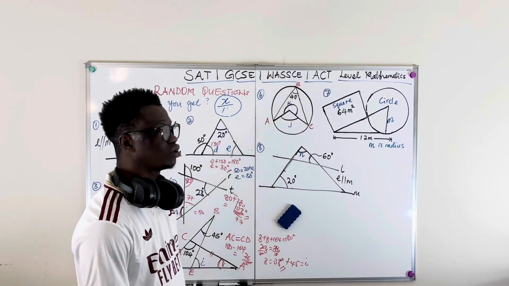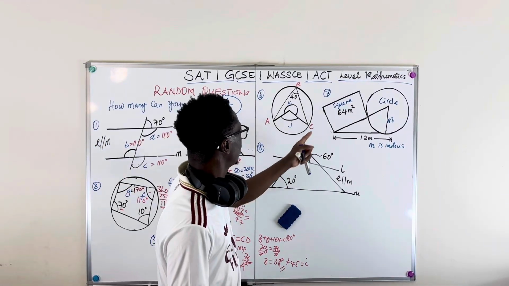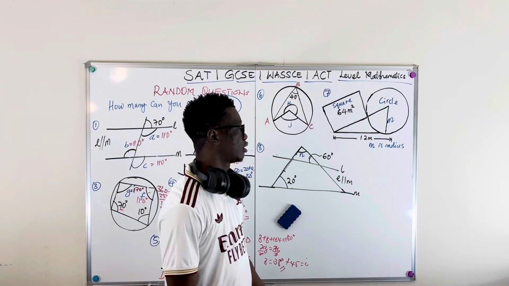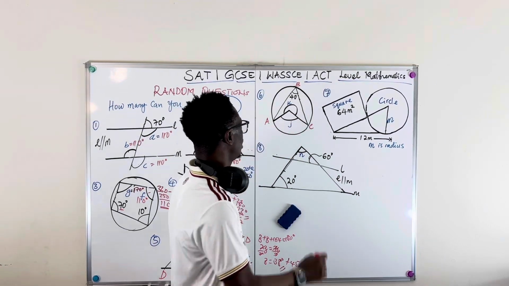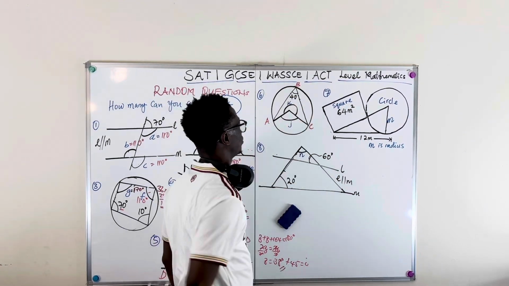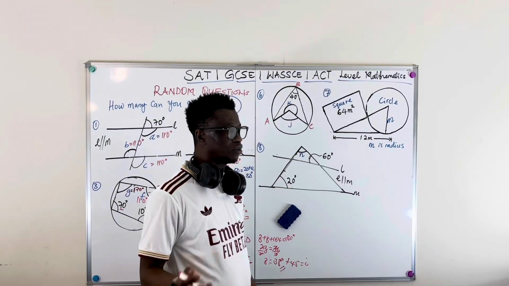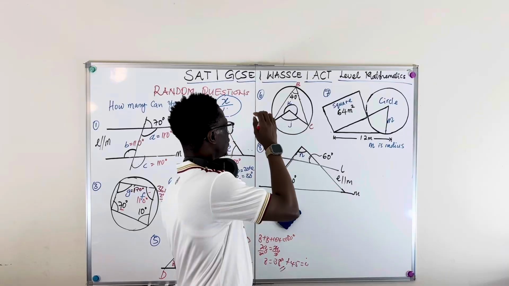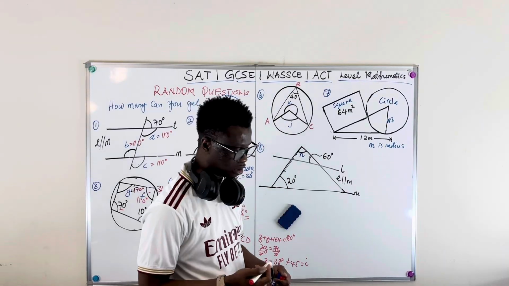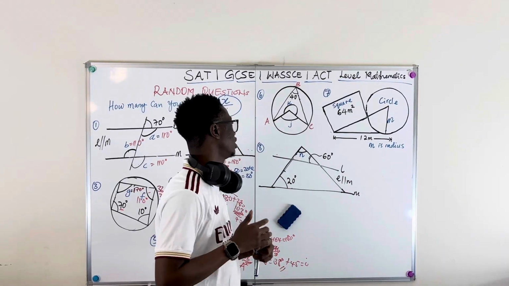Now let's go to question 6. Question 6, this is circle theory. We have a circle and we have this shape. Now we have to find J and K. Here, one of the properties of this, I think, is in fact the first theorem of circle geometry.